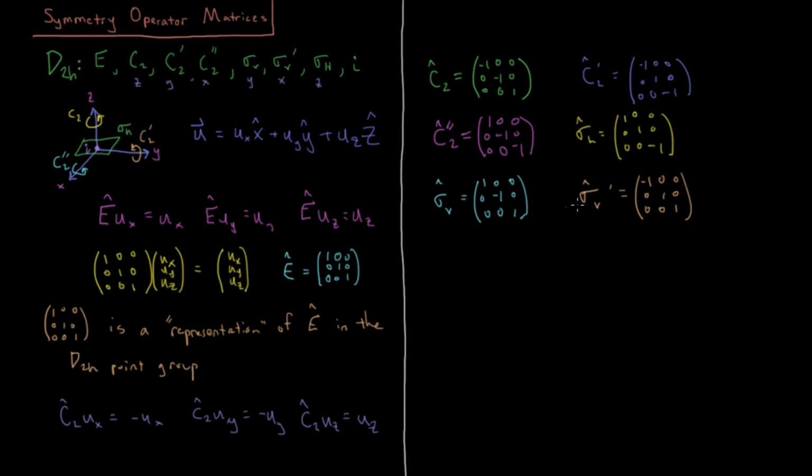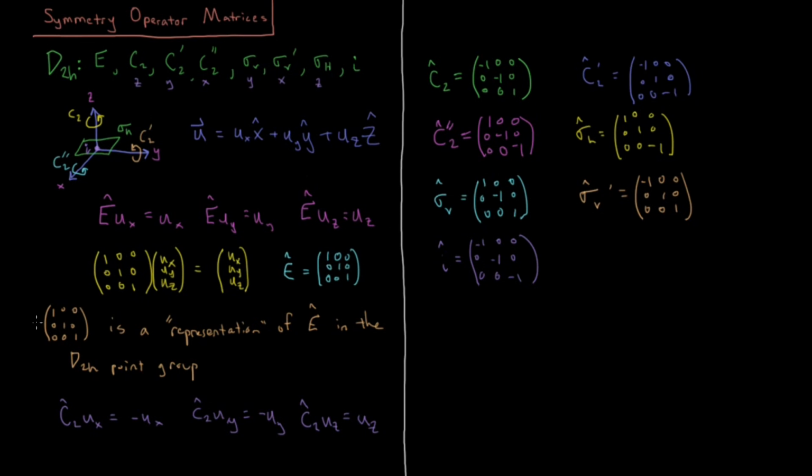I have all of those, and the last one I'm going to write is the representation of I. I is inversion through the center. It's going to flip the x, y, and z coordinates to the opposite of themselves, still not having any off-diagonal contribution. So I is minus 1, minus 1, minus 1.